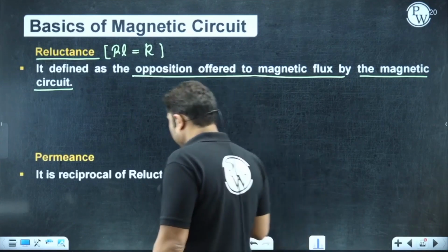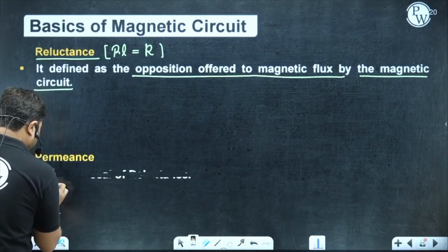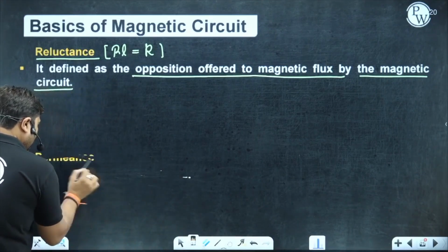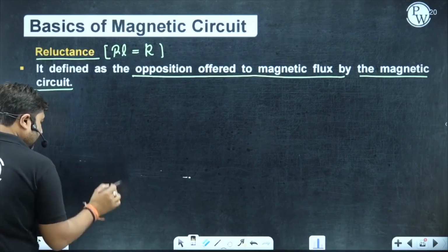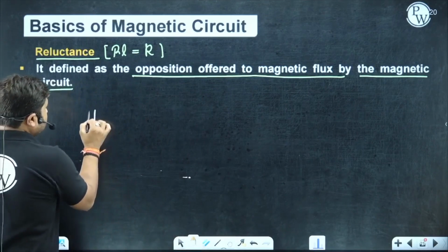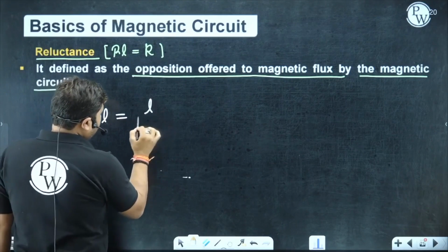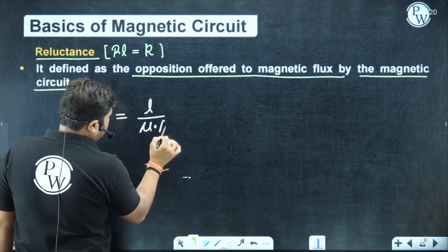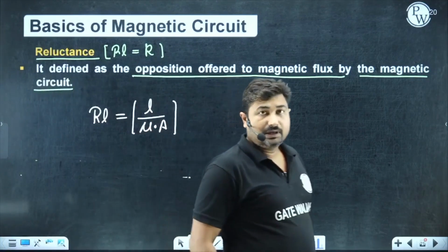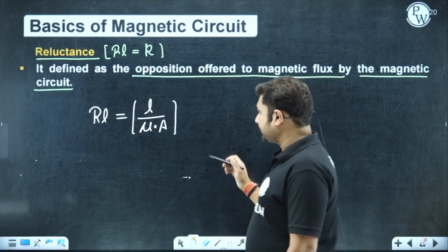Great, sir. Up to this part, I am hoping everything is clear. Now please see how we write a reluctance. The term reluctance is equal to L upon mu into A, where L is the mean core length, mu is the permeability, and A is the area of cross section.